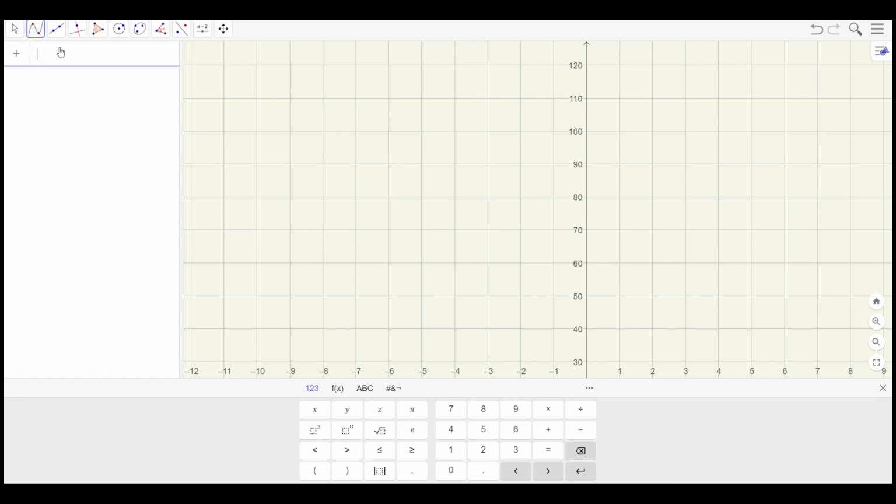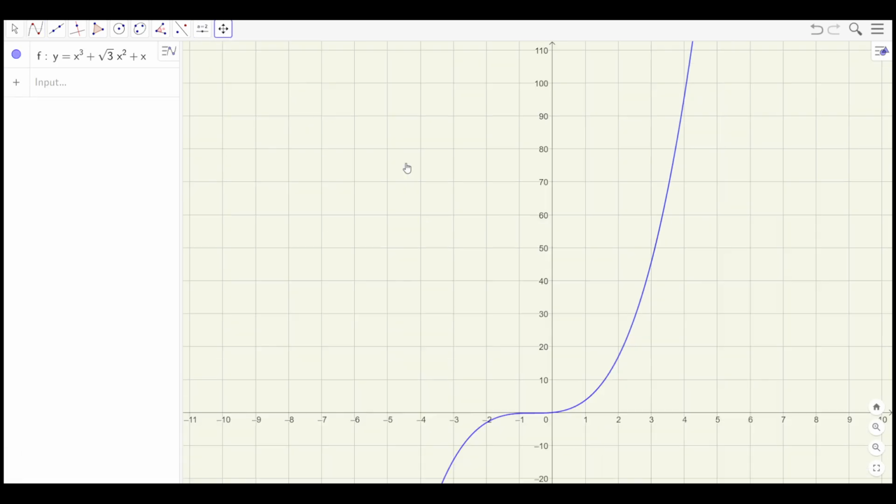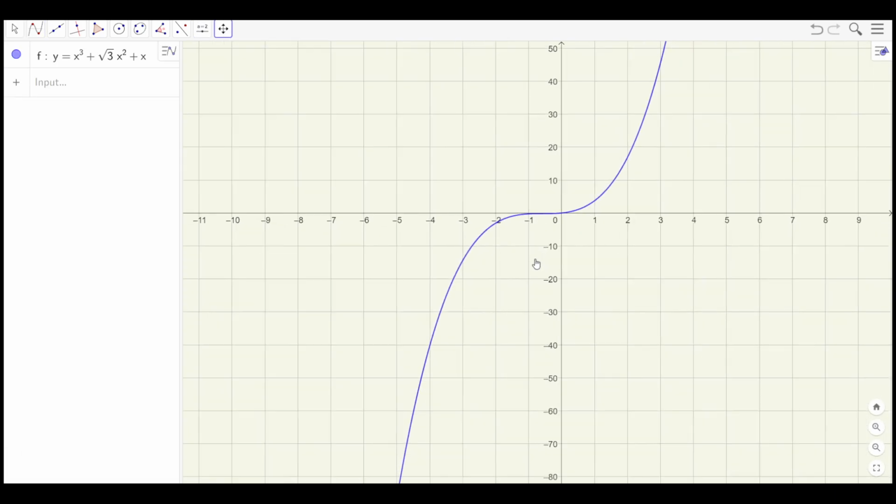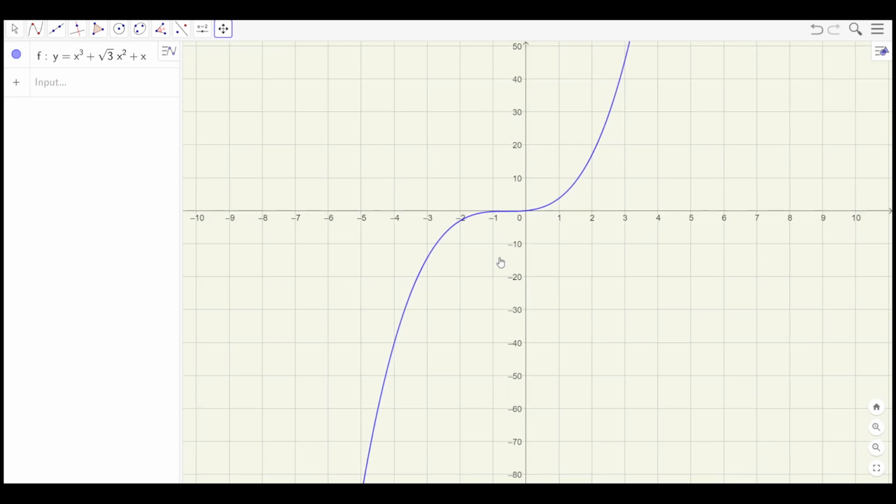Then I have y equals x to the power of 3, and then I go down plus square root of 3, times x squared, sorry, it is under that, so I come out, and then x to the power of 2, and then I go down plus x. Okay? So are you ready? Let us see, yes, the prediction was correct. So this is the graph of the function when a is the square root of 3.